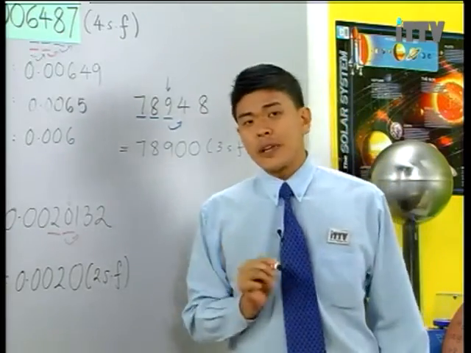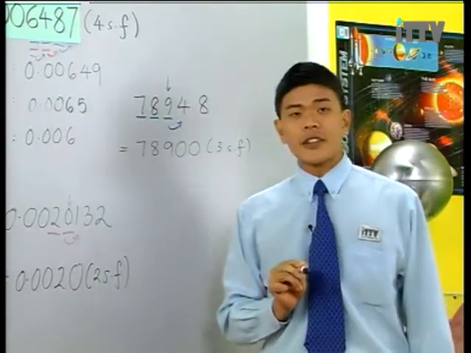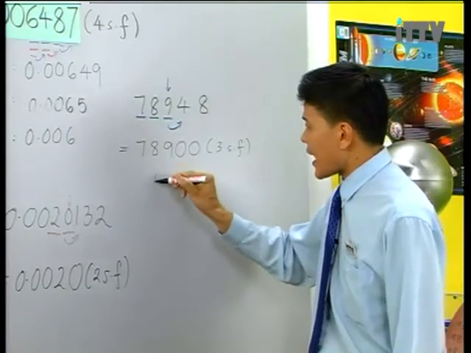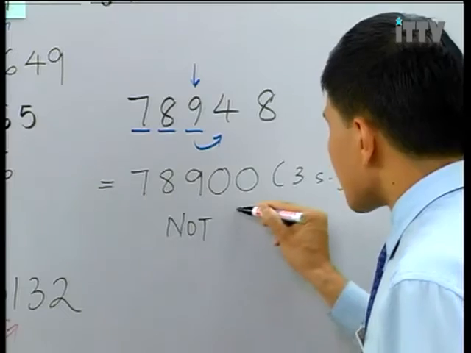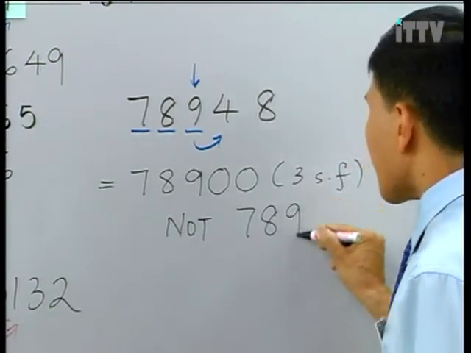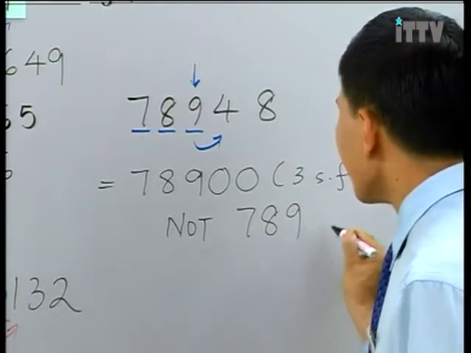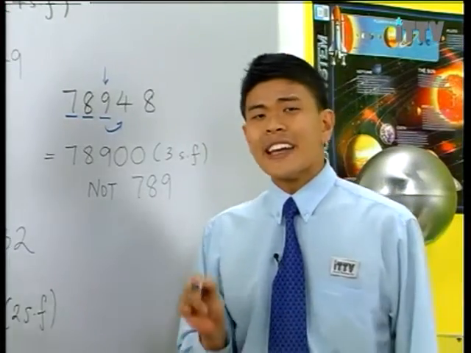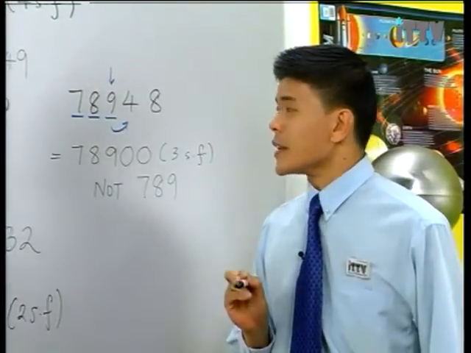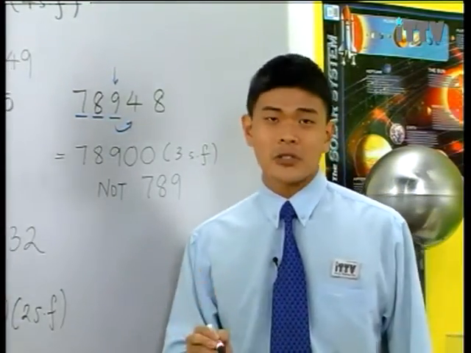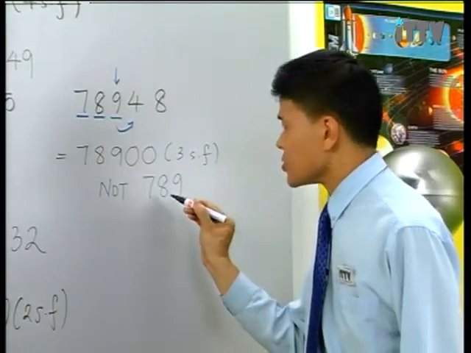And students, please be careful here. The answer is 78,900 and not 789. Why? Because if we put it as 789, the 2 zeros here are missing. Initially, this number is a very big number. It is in the unit of tens of thousands. So we cannot simply just reduce it here.